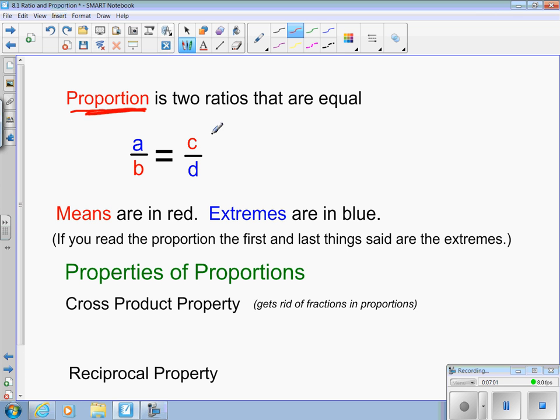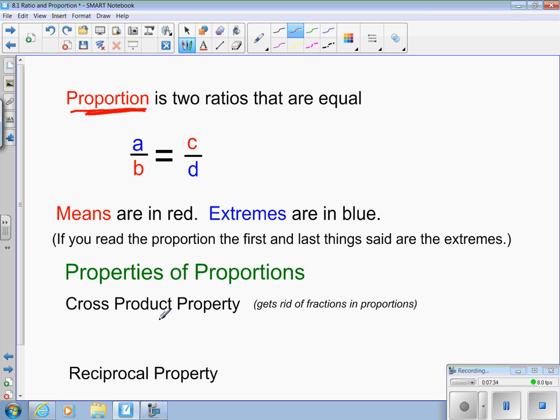Like we said, a proportion is two ratios that are equal. And in a proportion, we talk about means and extremes. So if I read this proportion to you, I'd say A over B is equal to C over D. Notice I read A and D last. A over B equals C over D. A and D are what we call the extremes, because we say them first and last. And the means are the middle.